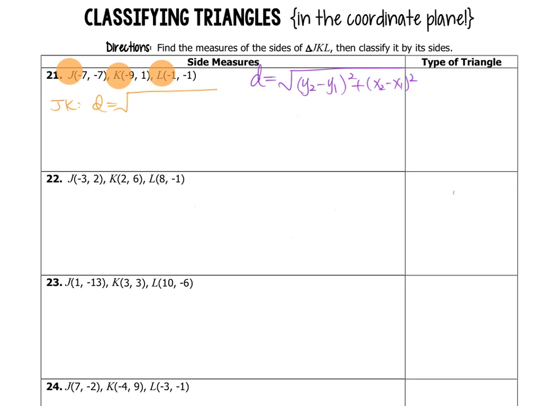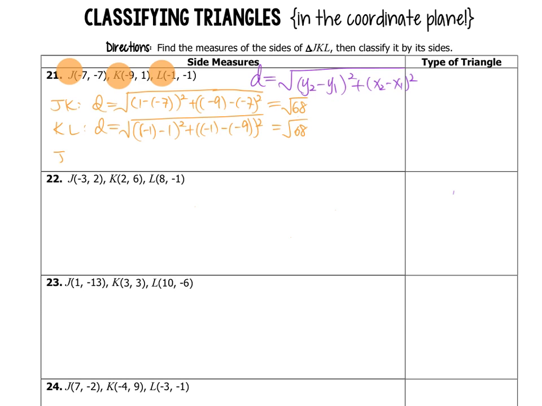Y2 minus y1, so I would have negative 1 minus 7 squared plus negative 9 minus 7 squared. If you put it in your calculators, that should come out to be square root of 68. You can take the square roots if you want, but you can just leave it in the square root for comparison purposes. And if we do the same thing with KL, I would have negative 1 minus 1, squared, plus negative 1 minus negative 9, whole thing squared, and that should come out to be square root of 68.